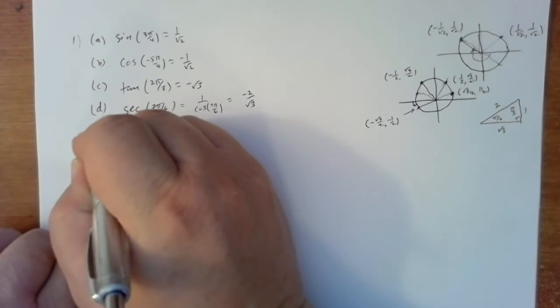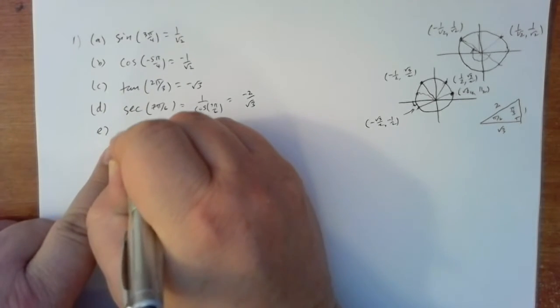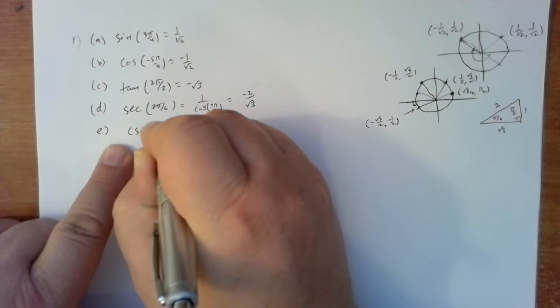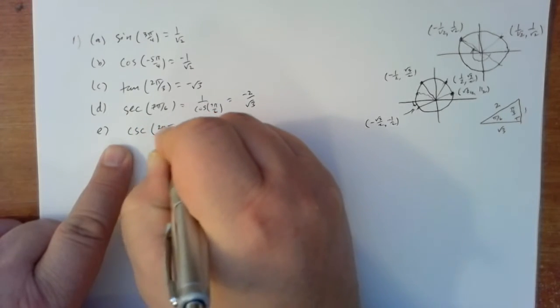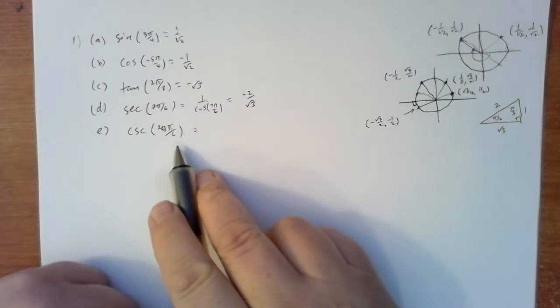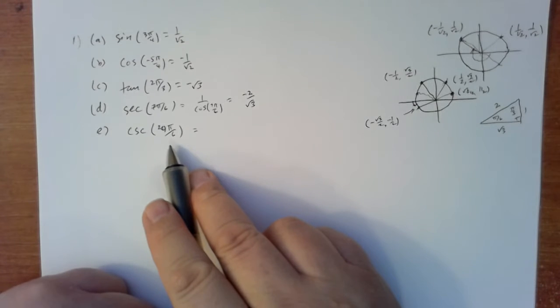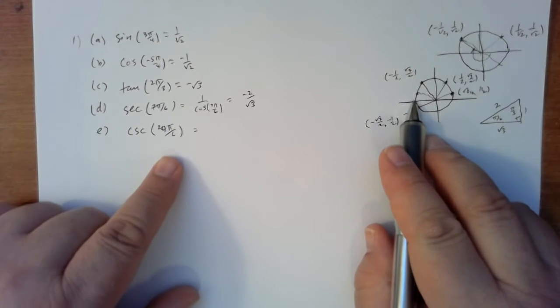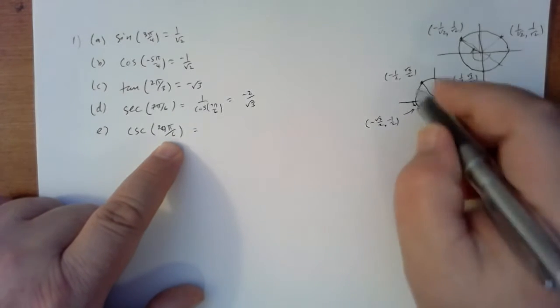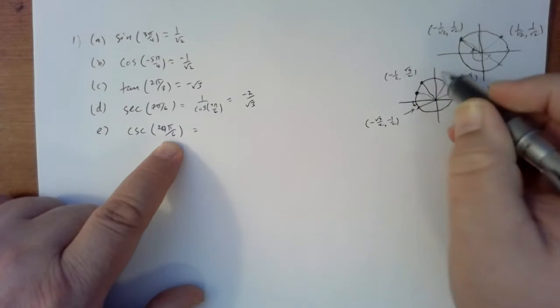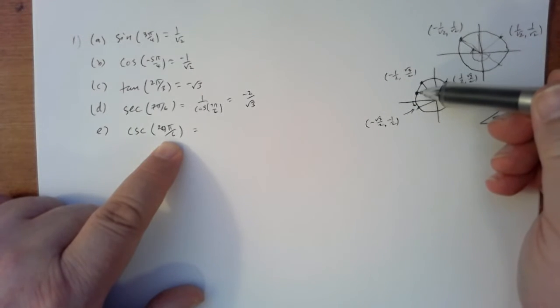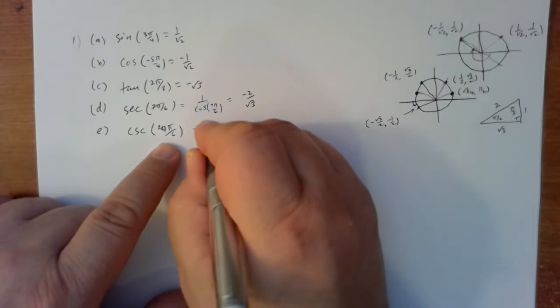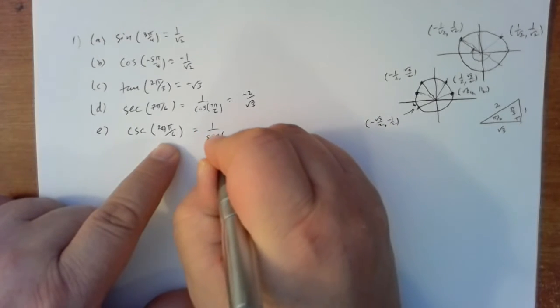What's next? E, cosecant of 29 pi over 6. Now 29 pi over 6 is just about 30 pi over 6, which is 5 pi. And 5 pi is over here. So it's pi over 6 less than that, and so that's going to be 29 pi over 6 right there. And so we've already got our coordinates set up for that. And so cosecant is 1 over the sine.